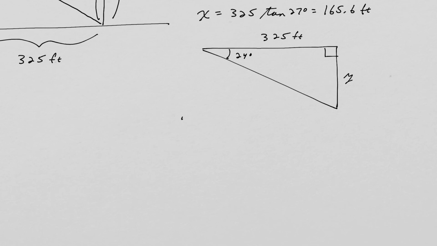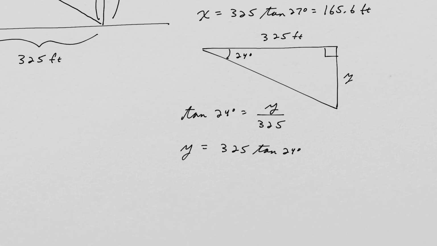So I know that tangent of 24 degrees has to equal the opposite over adjacent. So if I rearrange this and solve it for y, you're going to find y is equal to 325 times tan of 24 degrees. Really all you need to do is multiply both sides by 325 to get that. And if you work that out on your calculator, you should find that this is 144.7 feet.